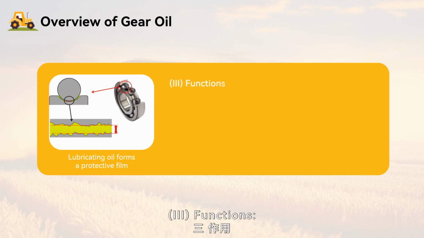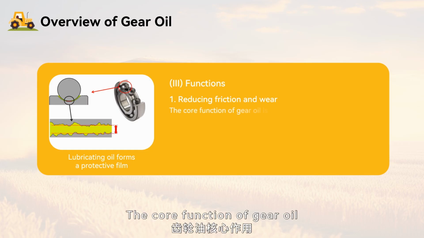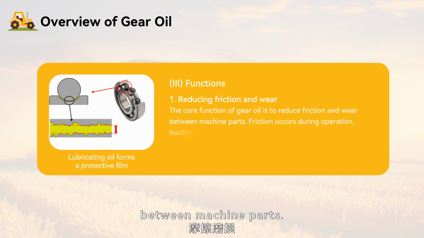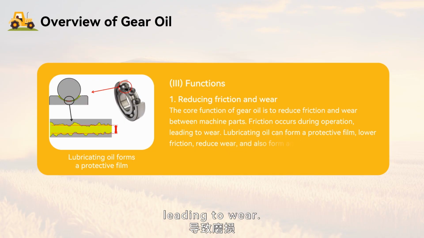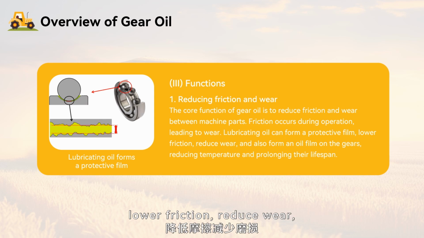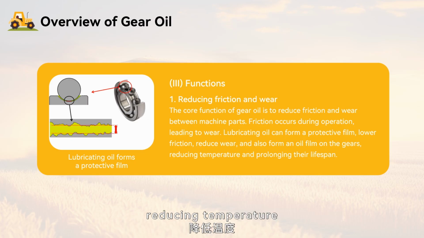3. Functions. 1. Reducing friction and wear. The core function of gear oil is to reduce friction and wear between machine parts. Friction occurs during operation, leading to wear. Lubricating oil can form a protective film, lower friction, reduce wear, and also form an oil film on the gears, reducing temperature and prolonging their lifespan.